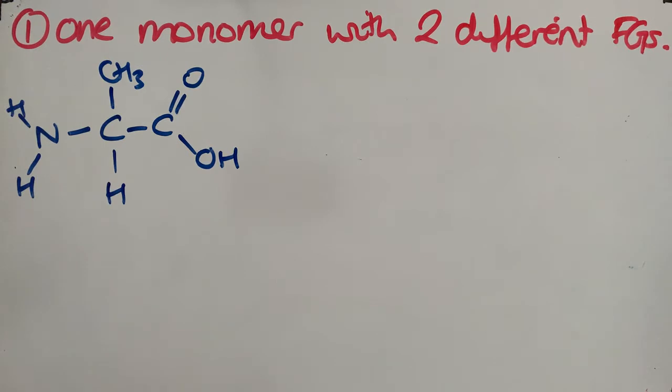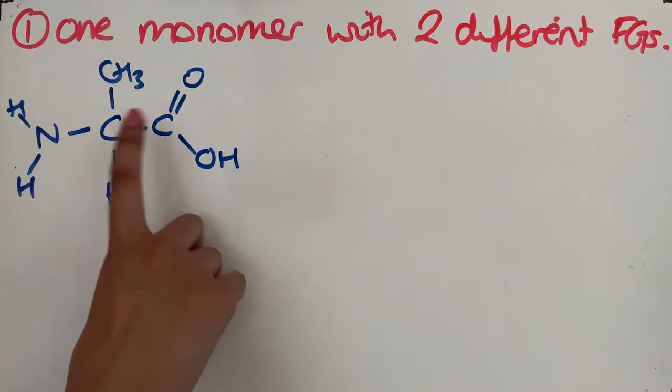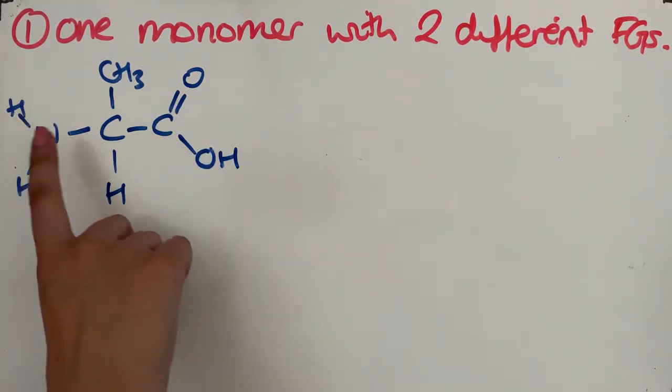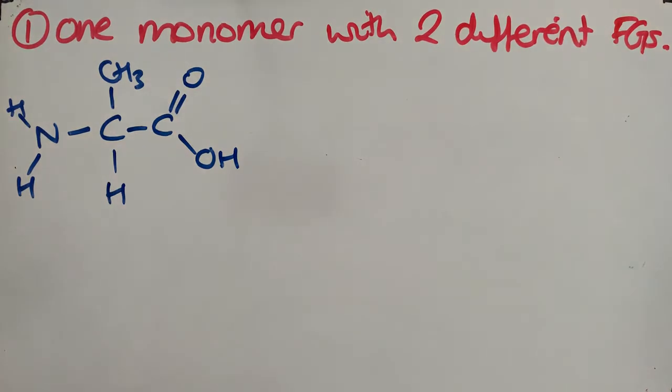Okay, and hopefully you can see that what I've actually drawn here is an example of an alpha amino acid. Okay, an alpha amino acid is where you have your central carbon that is bonded to a carboxylic acid, an amine, a hydrogen, and an R group. I've just chosen methyl to be the R group. You don't need to know these examples specifically, you just need to know how to form that polyamide.